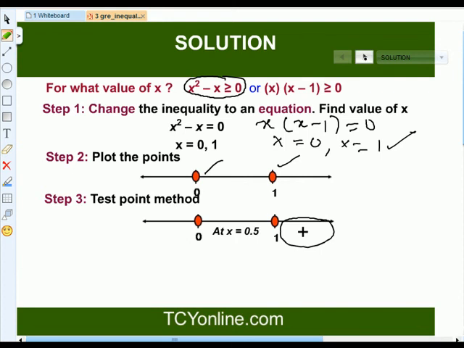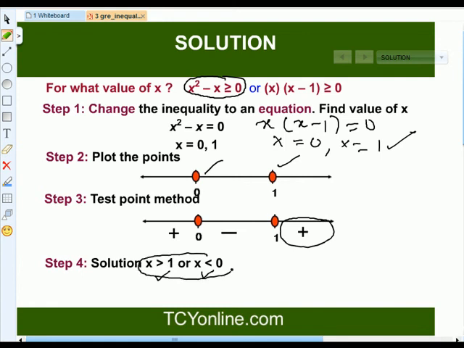Now we take x equals to 0.5. When we take 0.5, it makes the interval negative. Similarly, for x equals to negative 1, it makes the interval simply positive. So now we will say that the solution for this will be x is greater than 1 or x is less than 0. So in all these intervals, x square will be greater than x.